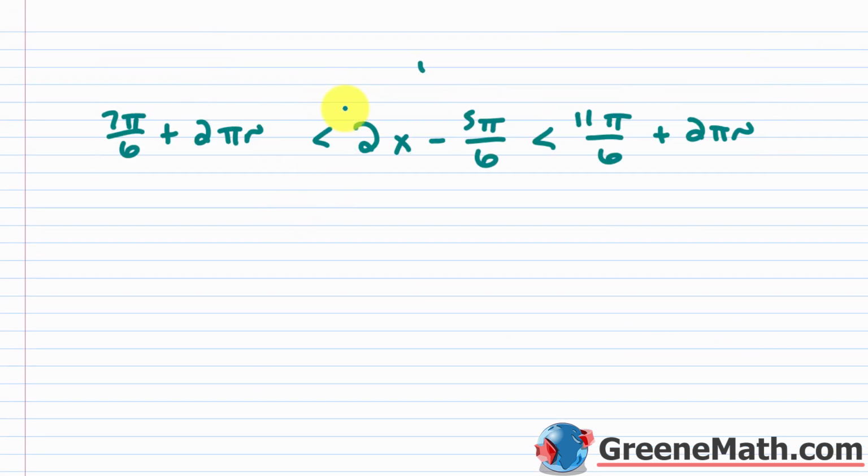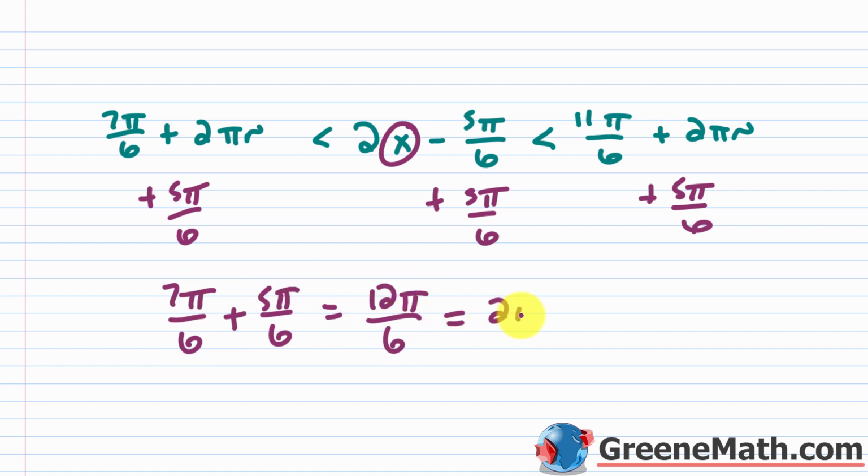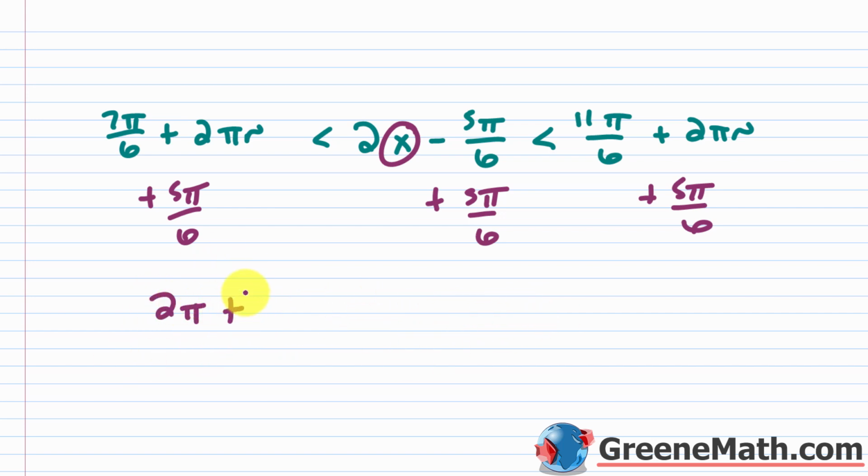Let me come down here to a fresh sheet. Just like in the last problem, you need to isolate x in the middle. So I'm going to add 5 pi over 6 to each part here. You already have a common denominator. If you did 7 pi over 6 plus 5 pi over 6, that would give you 12 pi over 6, which is equal to 2 pi. So on the left is 2 pi, and then plus, don't forget this part, 2 pi n.